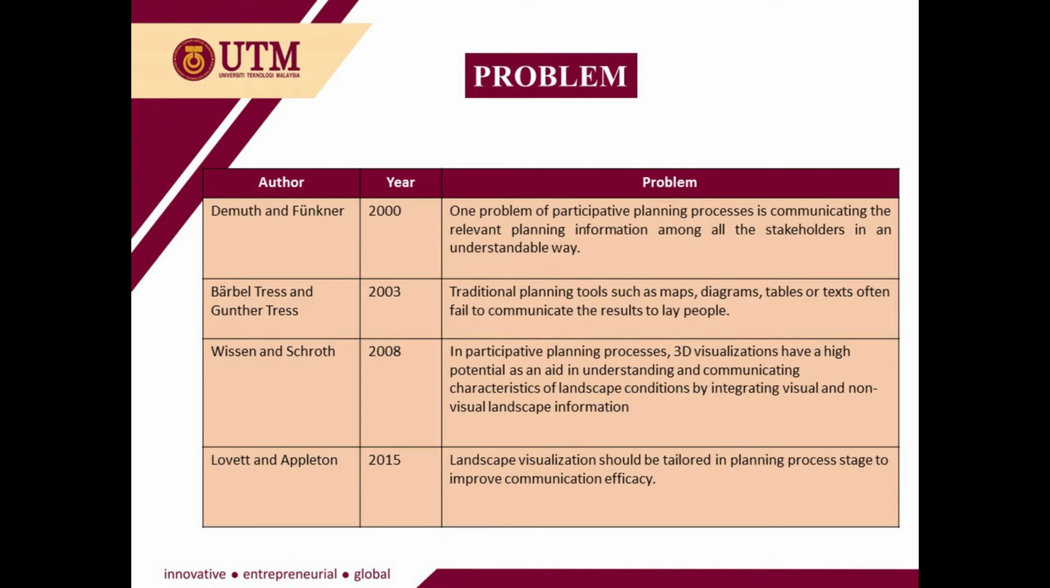In my research, I found 4 issues that I have to solve. The first author is Monk and Funkless, year 2000. The problem is that one problem of the participative planning process is communicating the relevant planning information among all the stakeholders in an understandable way. The second author is Bishop and Gimblett, year 2003.